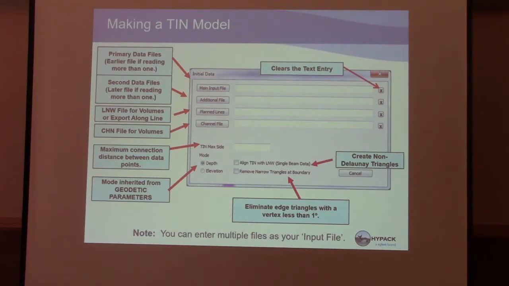When making a tin, there are a couple of things you have to have. You have to have an input file and you have to have a tin max side. That's it. The only two things you have to have. When you say side, you mean the leg length? That's leg length. That's what we're going to get into. We call it tin max side, and that's what confuses people. Tin max side is how far can I connect any two points.